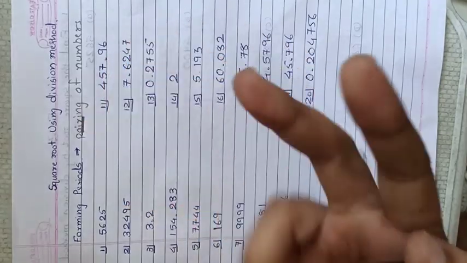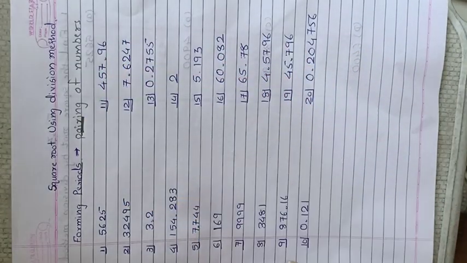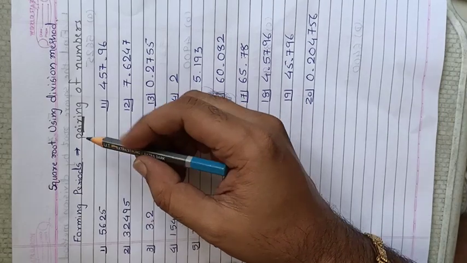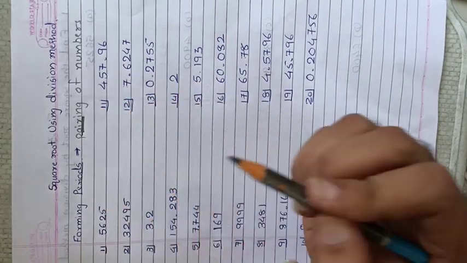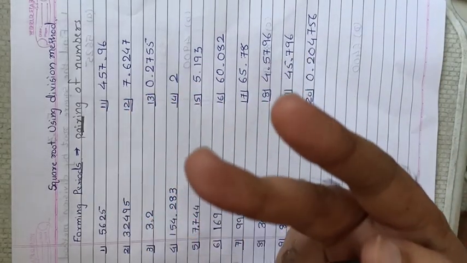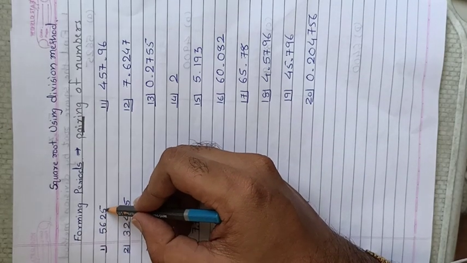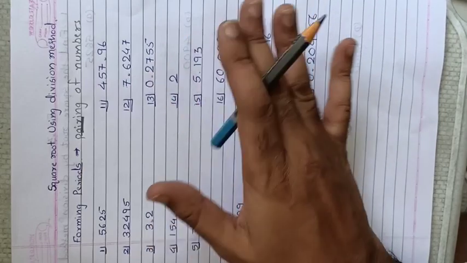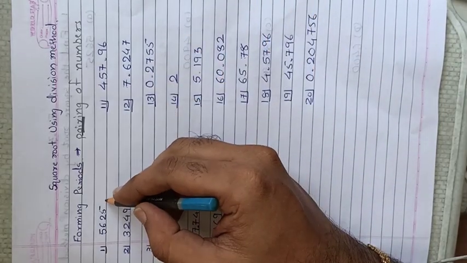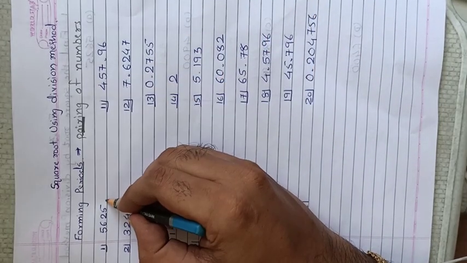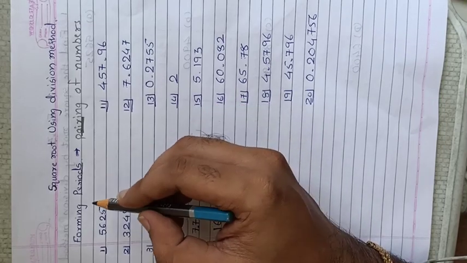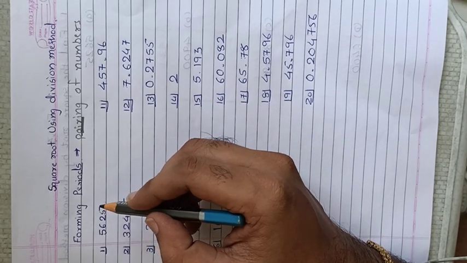A pair means two numbers. So here we have to do division, taking not a single number but two numbers at a time. So let's learn pairing. For pairing, you should know the decimal point. Here in 5625, there is no decimal point. If a decimal point is not there, it means it will be at the last. So from the last you have to start making pairs.